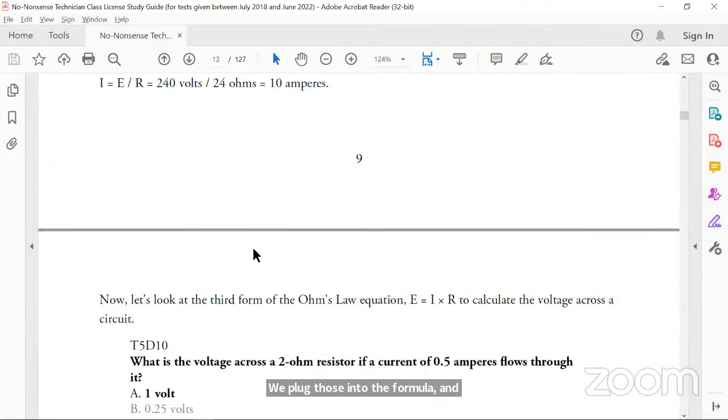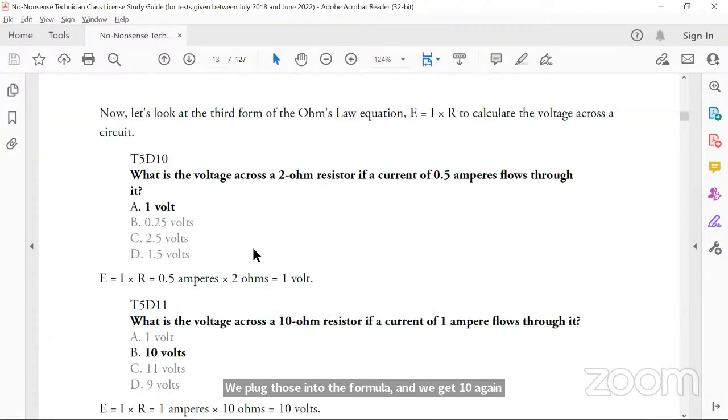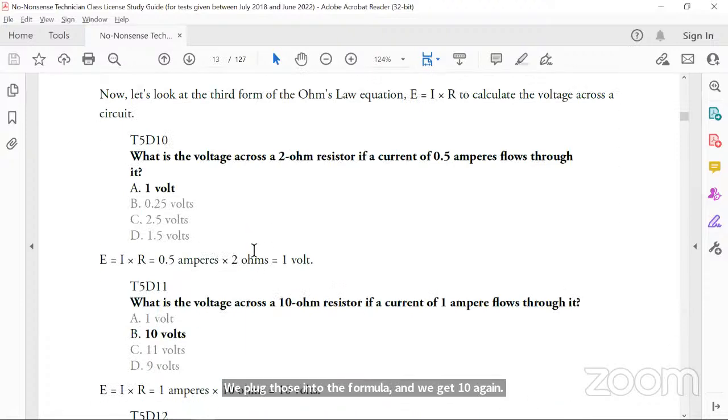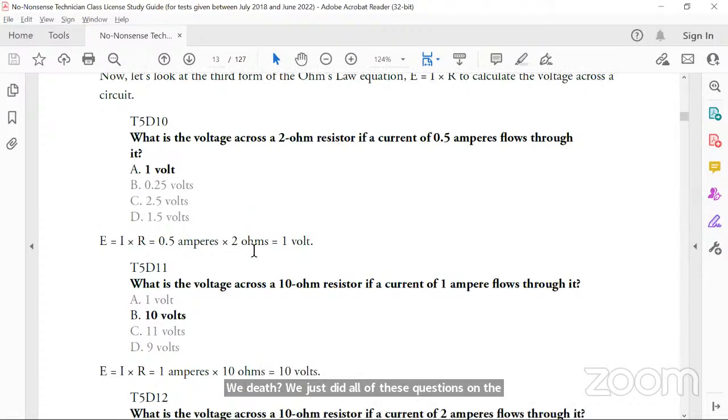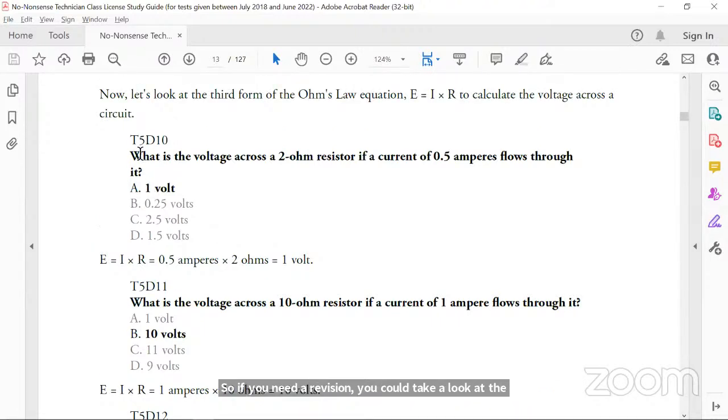Again, we just did all of these questions on the slide deck. So if you need a revision, you can take a look at the slide deck when we send it out, or the recording. So let's just finish these last 3 questions, and I think that's it for the question pool, and we look to wrap up.